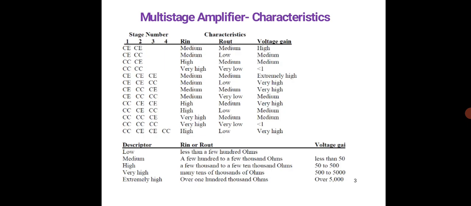This has been described with various characteristics: input resistance, output resistance and the voltage gain. Below, it is given what the real description of these values would be. So what is low, what is medium, what is high, what is very high, what is extremely high. In one particular combination, where all the stages are common emitter, you can see the voltage gain is very high.